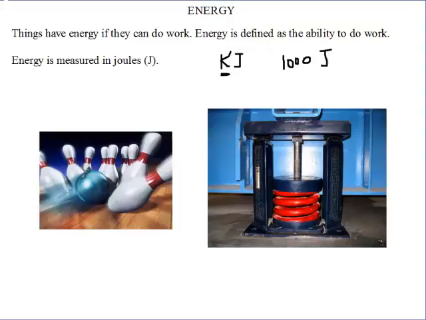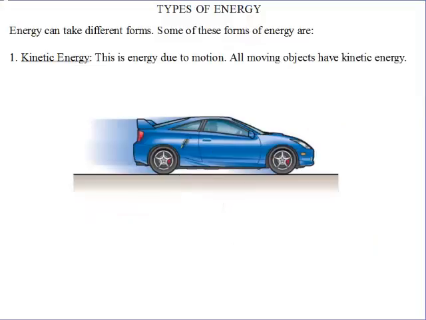On our previous slide, we saw that when we throw a bowling ball, this ball can do work by knocking over the bowling pins. The energy possessed by this moving bowling ball is kinetic energy. Therefore, it moves and then knocks over the bowling pins. The same applies to this car. As this car is moving, it has a velocity. Therefore, this car has kinetic energy.